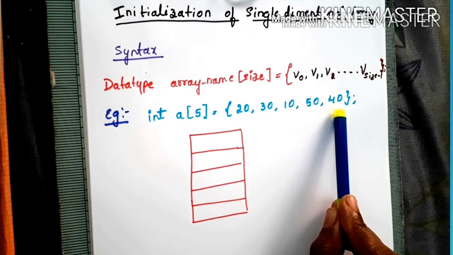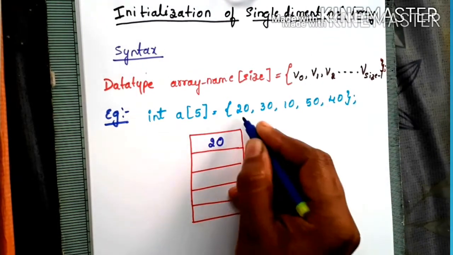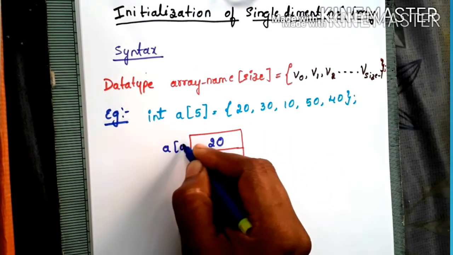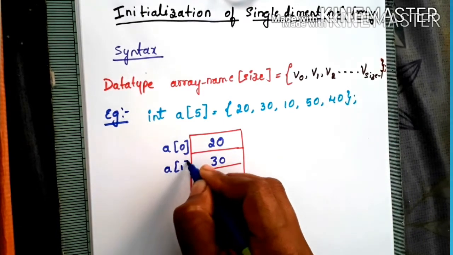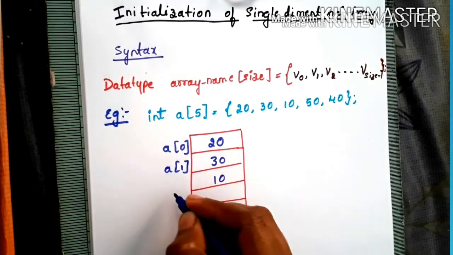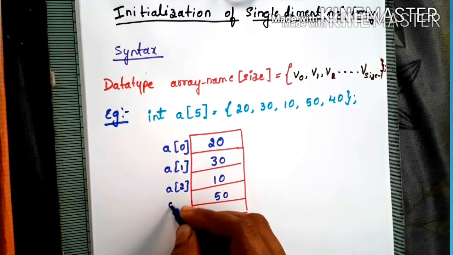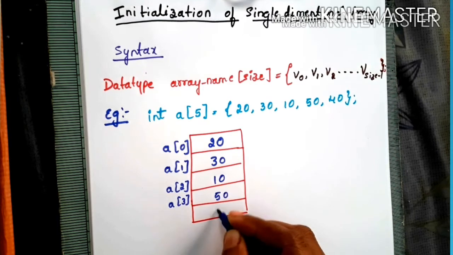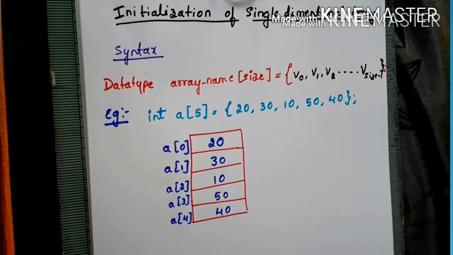and 40. That is, the first element 20 gets stored in E of 0 and the second element 30 gets stored in E of 1, and the next element 10 gets stored in E of 2, and 50 gets stored in E of 3, and 40 gets stored in E of 4.